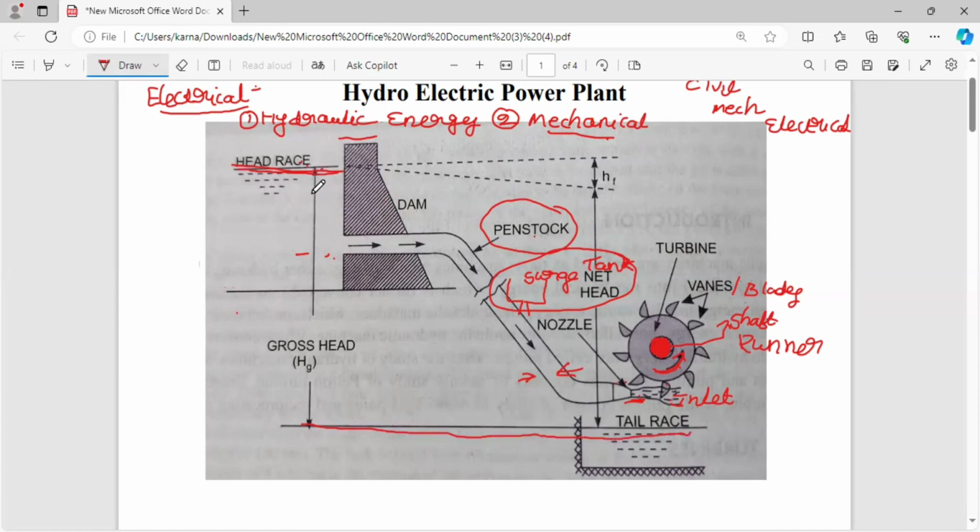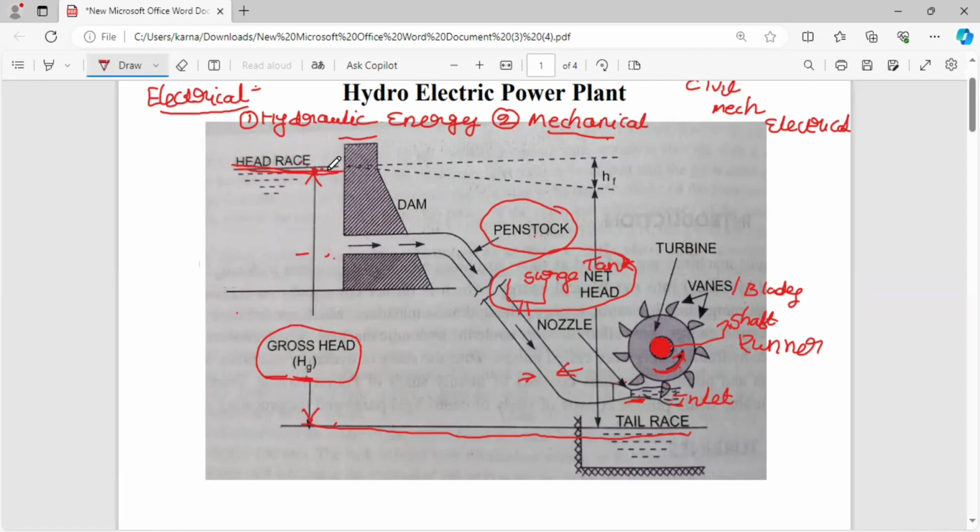Now, the distance between the head race level and the tail race level is called the gross head. That means the total level in the reservoir is called the gross head. The difference between the head race level and the tail race level is called the gross head, and it is represented by Hg.